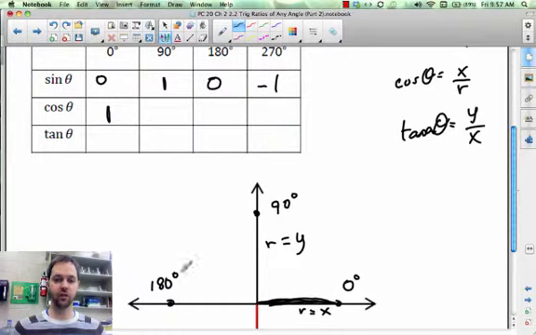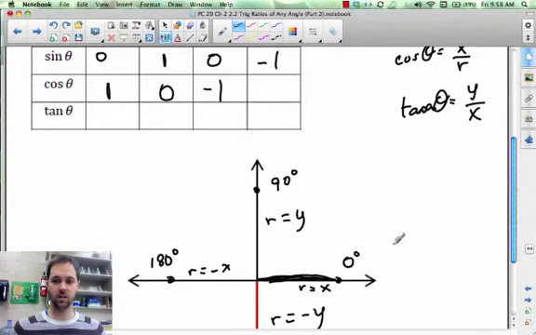At 90 degrees, this is vertical. There is no left to right x component. So x is 0, so it's 0 divided by something, and that will give us 0. At 180 degrees, now this goes in the negative x direction. Again, the radius is always a positive number because it represents a distance. So r equals negative x.